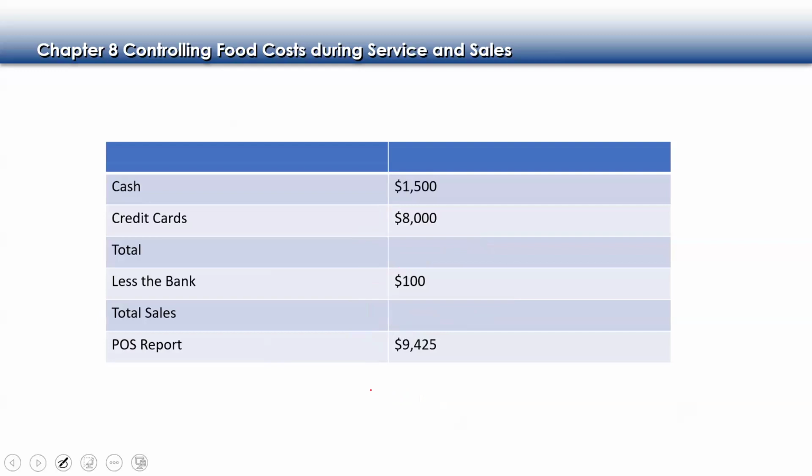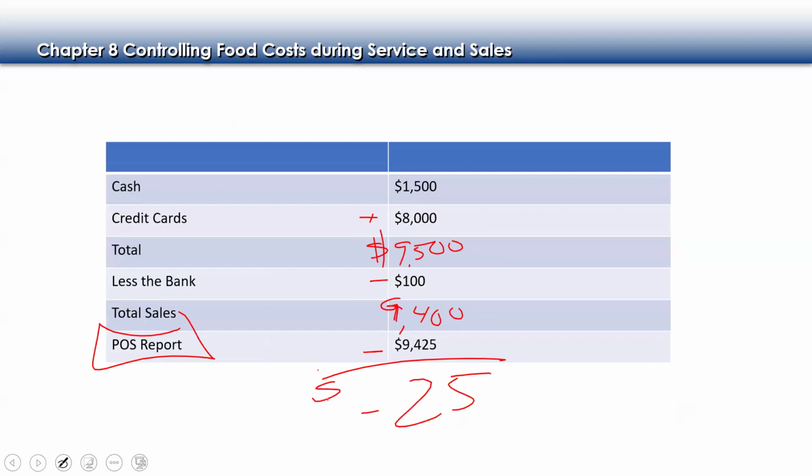Let's do this one. 1,500 plus 8,000 is 9,500, less the bank of 100, 9,400. My sales report says I should have 9,425, which means I'm negative $25. Whew. It's not good to be short. It's not good to be short $1. It's not good to be short $25.